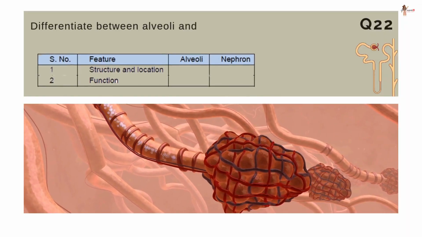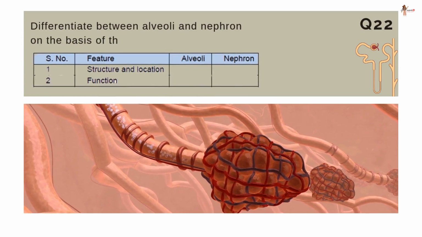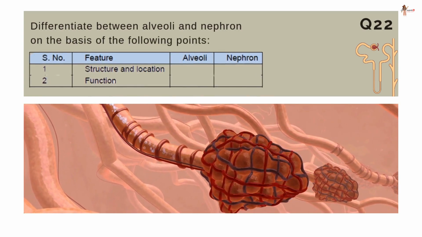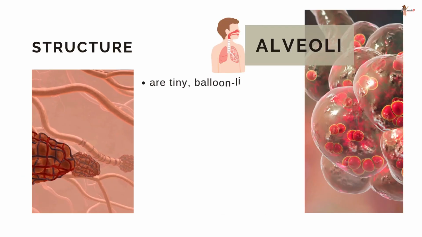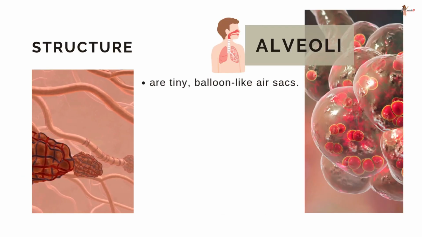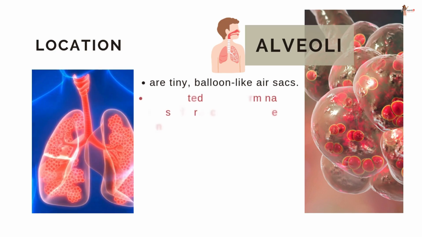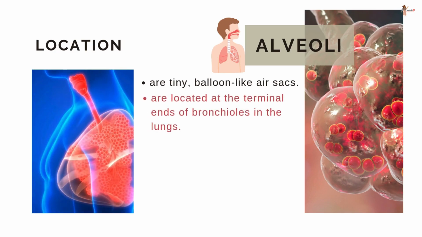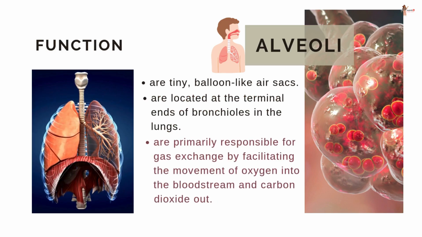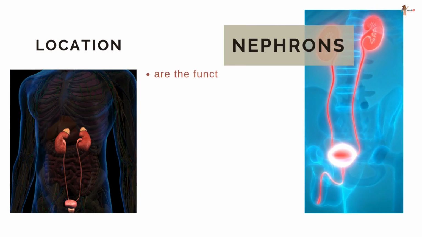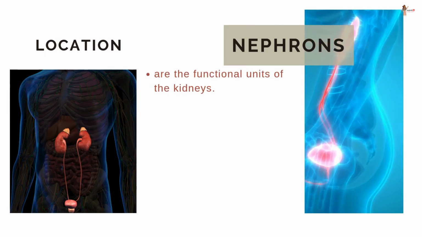Differentiate between alveoli and nephron on the basis of their structure and location and their function. Alveoli are tiny balloon-like air sacs. They are located in the lungs and are primarily responsible for gas exchange by facilitating the movement of oxygen into the bloodstream and carbon dioxide out, while nephrons are the functional units of the kidneys.